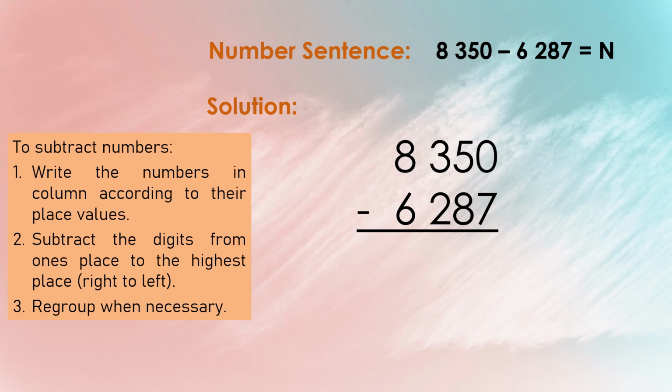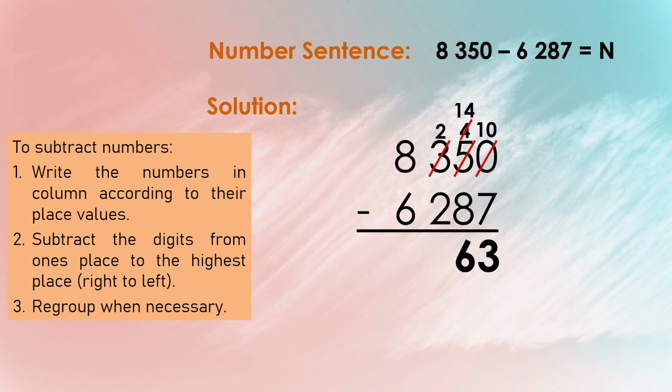0 minus 7 cannot be, so regroup 5 tens, and 5 tens become 4 tens and 10 ones. Subtract the ones. 10 minus 7 equals 3. Next is to subtract the tens digits. 4 minus 8 cannot be, so regroup 3 hundreds. 3 hundreds become 2 hundreds and 10 tens. Combining 10 and 4, we have a total of 14 tens. So 14 minus 8 equals 6.